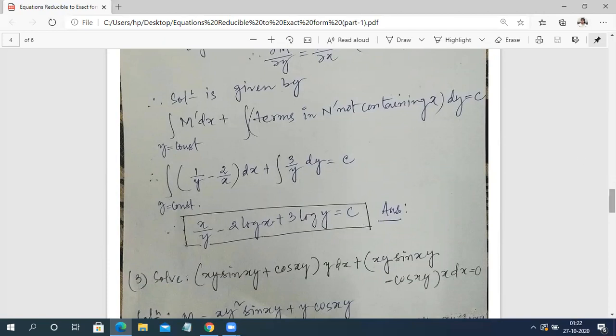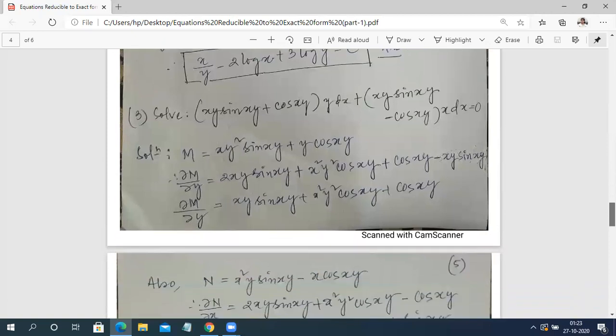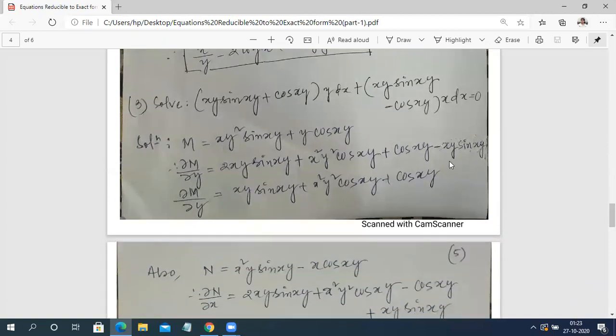Now come to the next question. Question number 3, the same exercise. It is given that (xy sin xy plus cos xy) into y dx plus (xy sin xy minus cos xy) into x dy is equal to 0. It is already in the form of f1 y dx plus f2 x dy equal to 0, where f1 and f2 are functions of x and y.